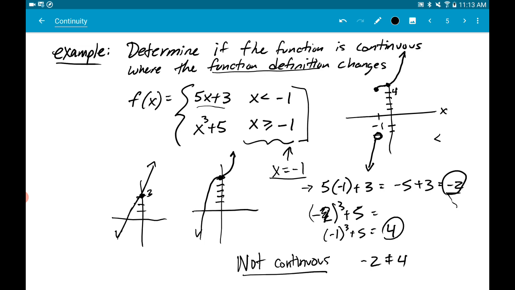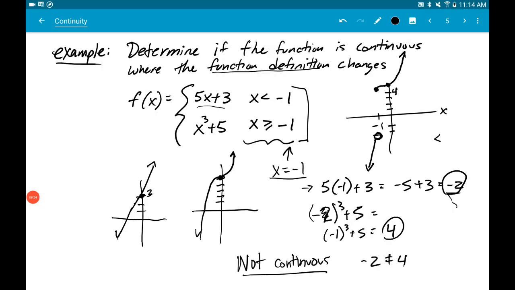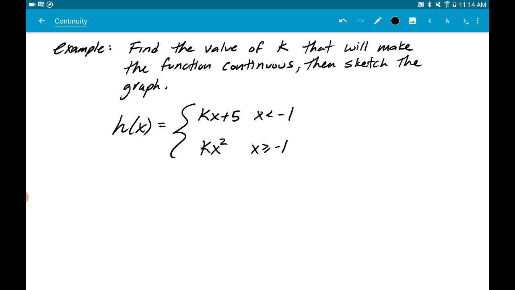So to determine if a piecewise function is continuous at the interesting point, right, the point where the function definition changes, you basically have to evaluate each piece at the point. So, cool. All right, last example.